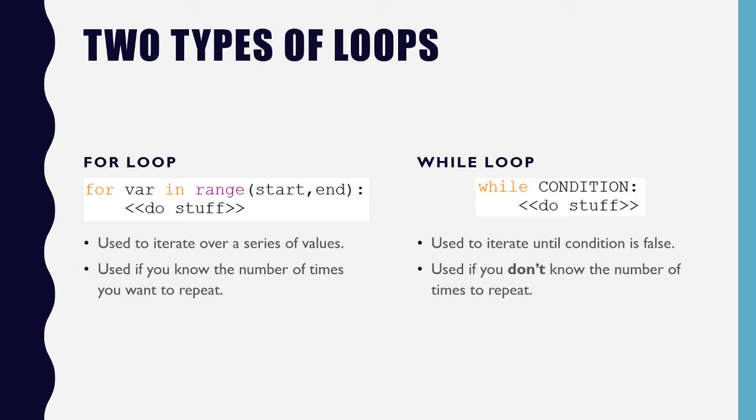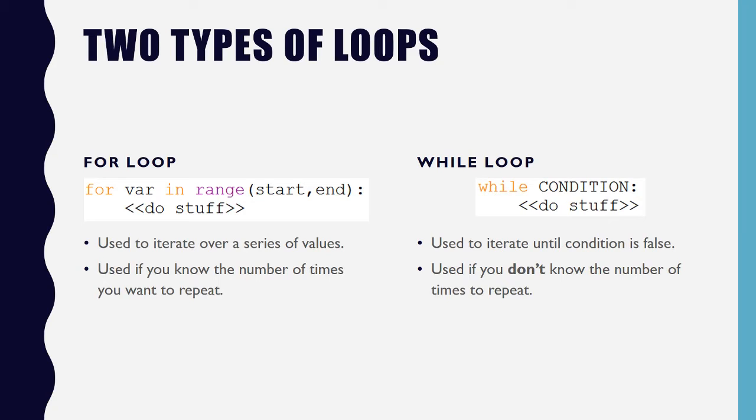This "do stuff" that you see in the for loop and while loop is really a block of code that we're going to do multiple times based on the type of loop we use. In a second we're going to talk about for loops and while loops. We'll use while loops if we want to iterate until something happens. We'll use for loops if we know the number of times we want to iterate.